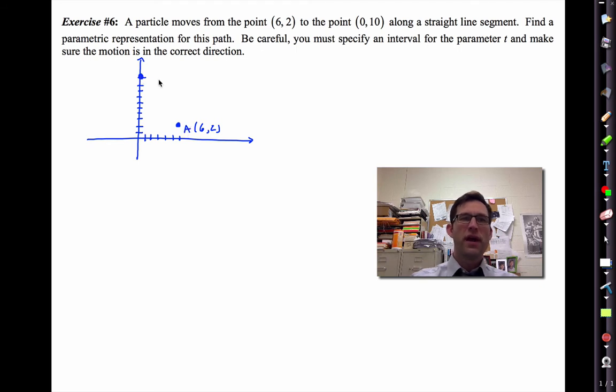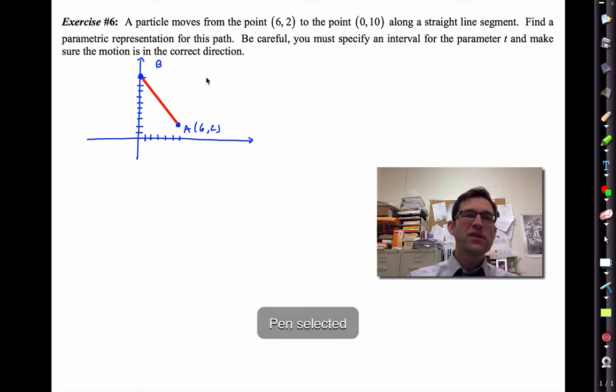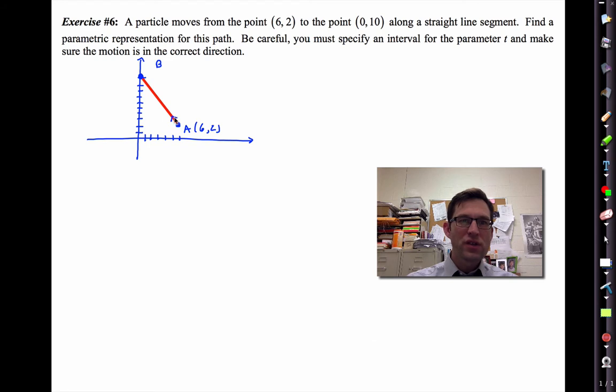If you will, point A and point B. I think I'm going to use this to help me really draw it. All right. So I have to do that. I got to make sure it goes in the right direction. I got to make sure I have the right interval.